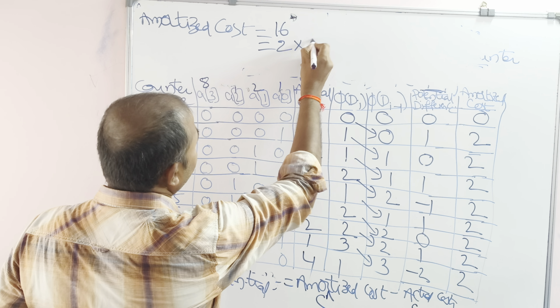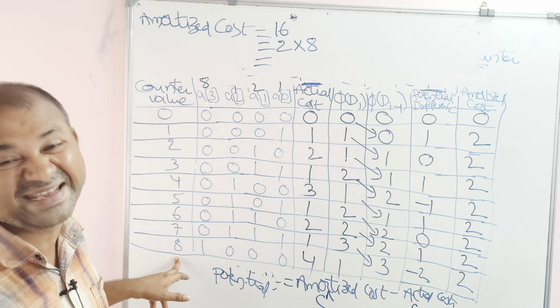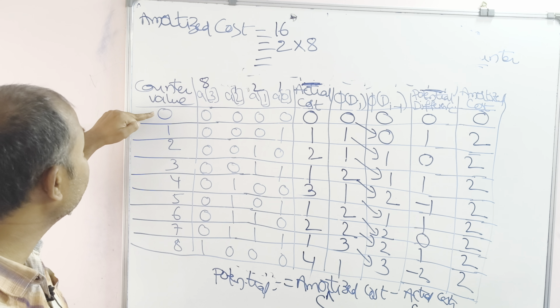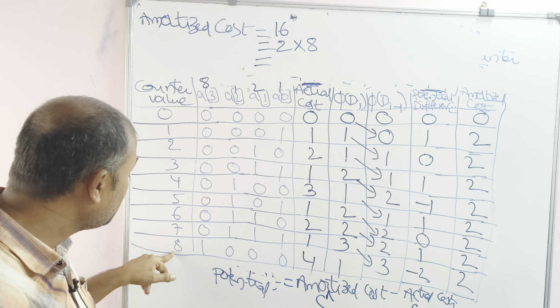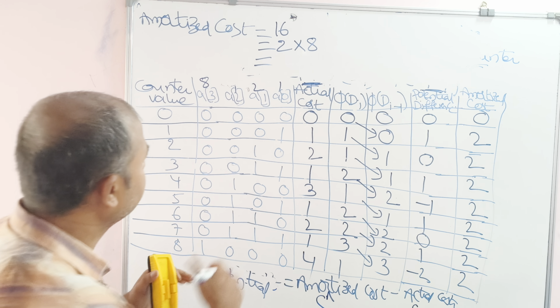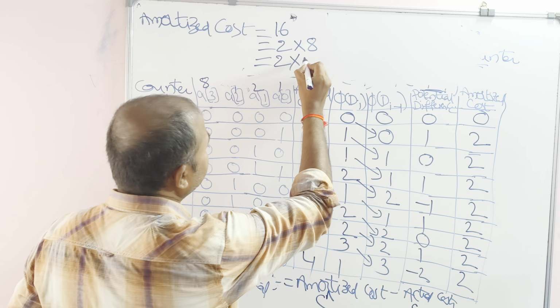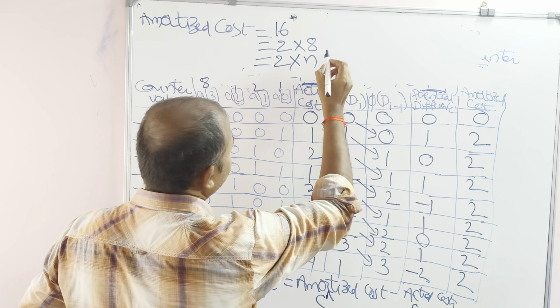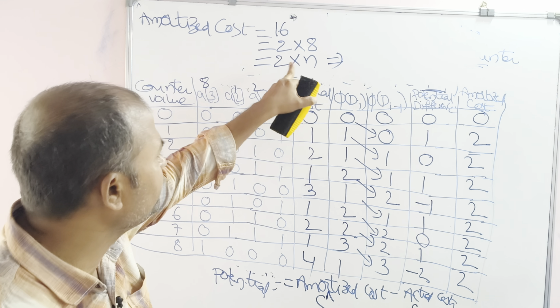So 2 into 8. So here what is 8? 8 is nothing but number of increments. So here how many increments are there? 0 to 1, 1 increment, 1 to 2, 2 increments. Totally we have 8 increments. So this 8 is nothing but number of increments. Let it be n, number of increments. So this 2 is constant part, so we can omit that.